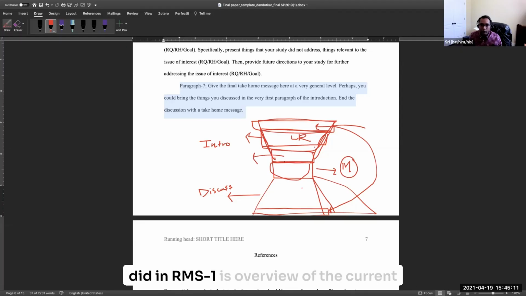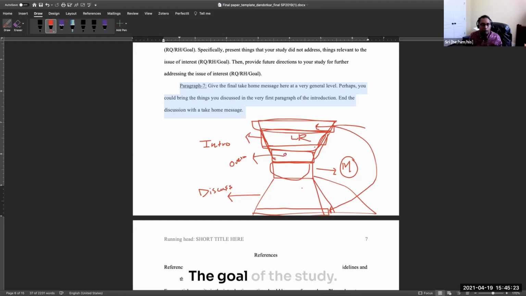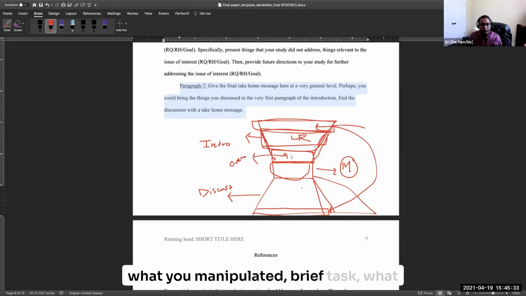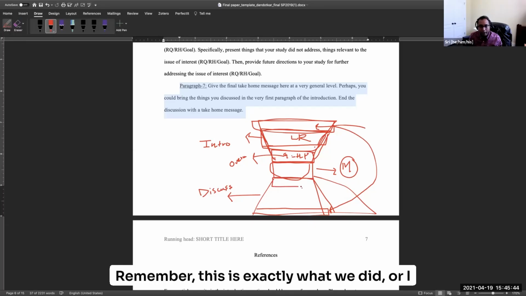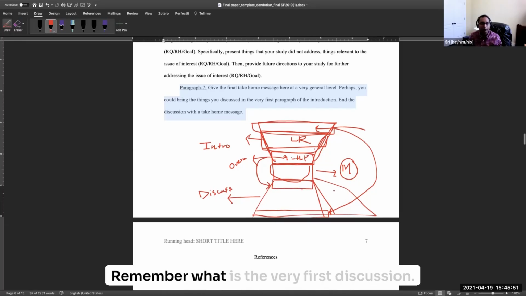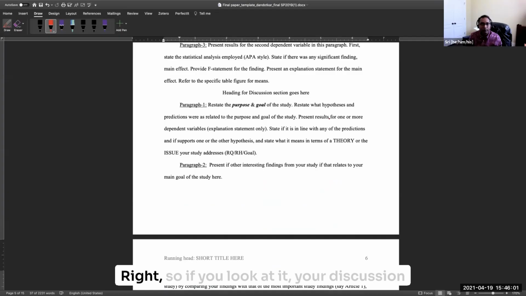And this part that you end with, you already did in RMS1: the overview of the current study. Remember? Narrowest part. What do you state here in the overview of the current study? The goal of the study, right? What else? What you manipulated, the brief task, what participants did, then the hypothesis and prediction, right? You now do that in the overview of the current study. Remember, this is exactly what I asked you to do in the very first paragraph of your discussion. What is the very first paragraph of the discussion? Restate the purpose and goal of the study, restate what the hypotheses were, what the predictions were, right?